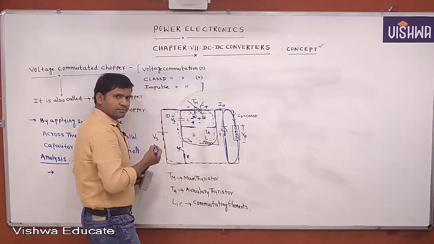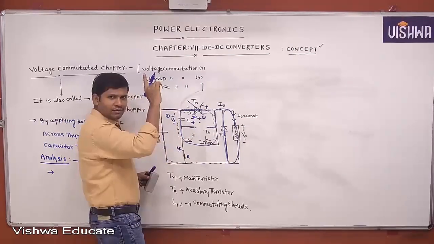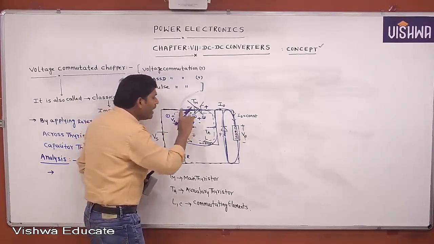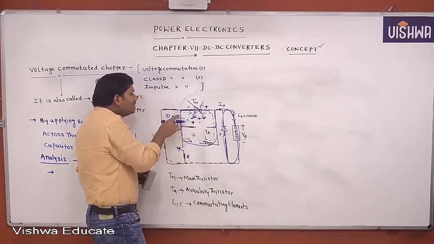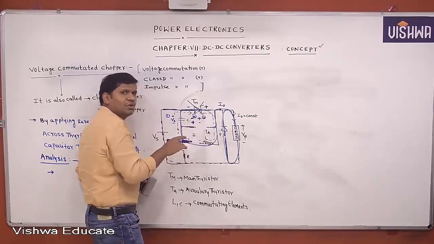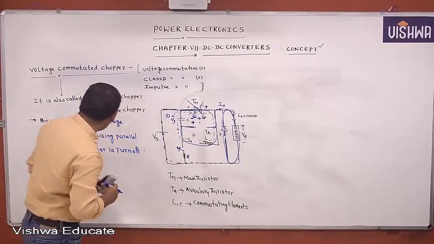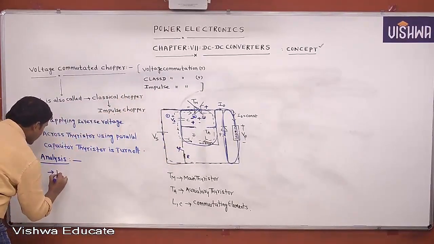LC circuit. In the LC circuit, what is the peak current? I have already given that, the concept of the LC circuit. Let the initial voltage across the capacitor be Vs. Then what is the peak current in the LC circuit? Yes, Vs into square root of C by L. That is, the first point is the peak current through the main thyristor.